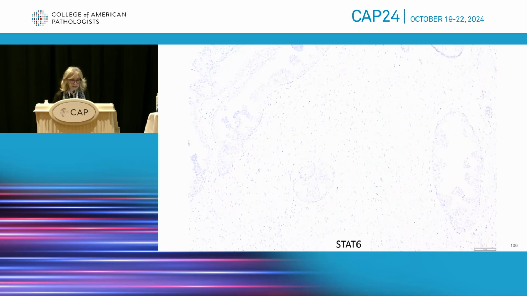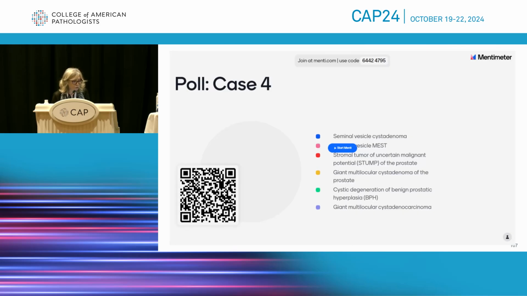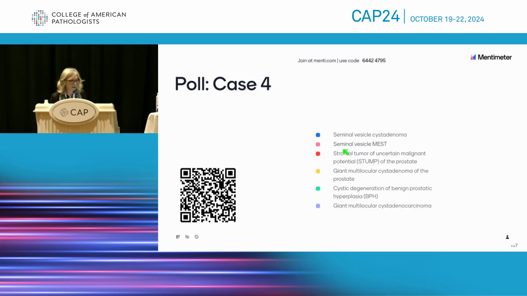And then I did STAT6 because I always think of SFT in these stromal lesions of the prostate, and it was negative. So I want you to, apologize for the case 4, I changed the position of my cases, so this actually is case 3, not case 4, but I couldn't change this. So I'm going to start the poll when you're ready. Okay, so let's see what you think.